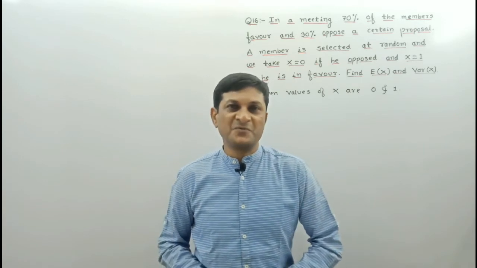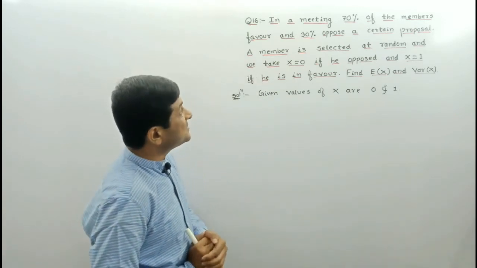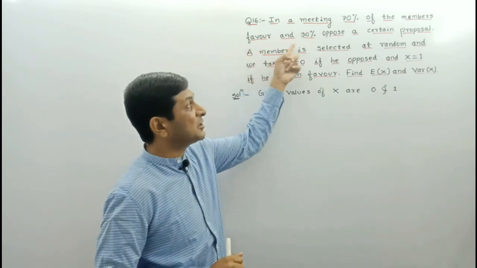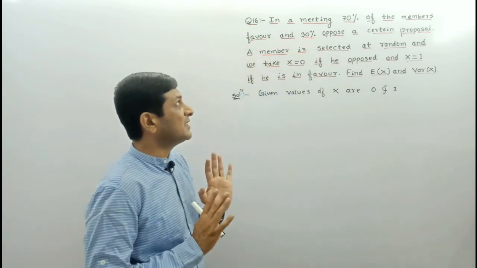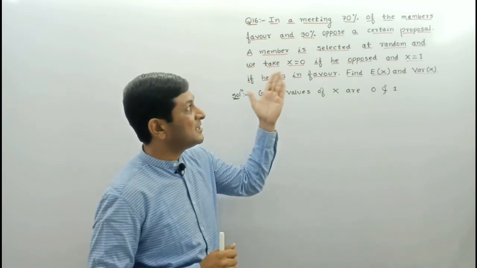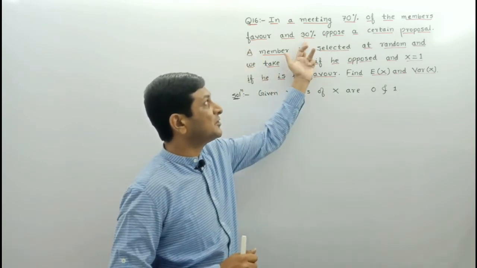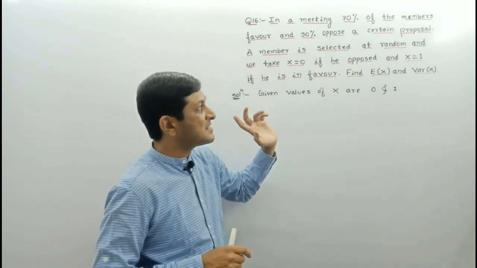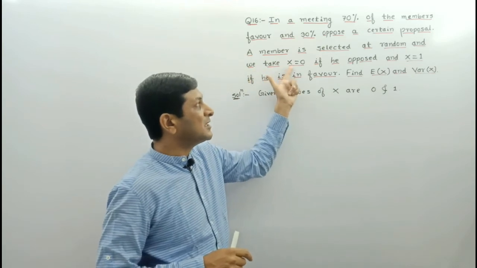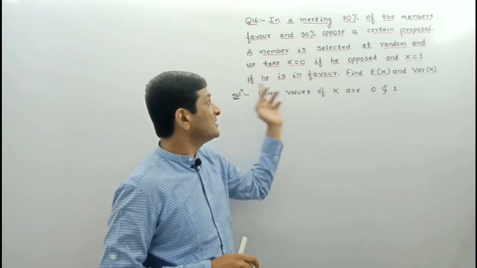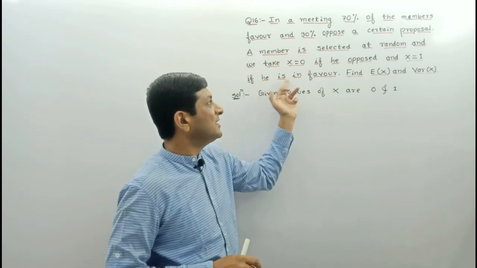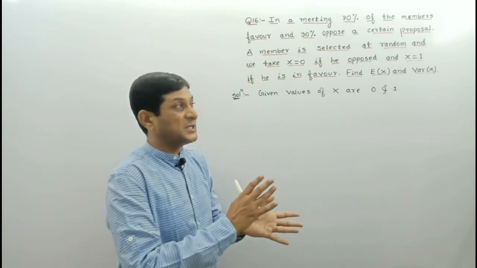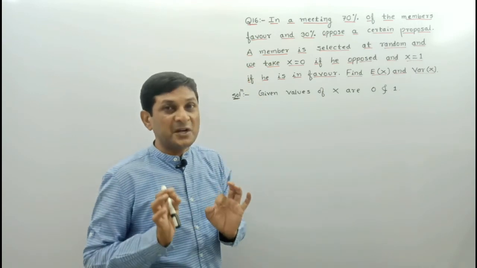Now see the last question from this exercise. In this case it is given to us that in a meeting 70% of the members favor and 30% oppose a certain proposal. Means two things are given to us: 70% of members favor a proposal and 30% oppose a certain proposal. Again observe, a member is selected at random and we take x equal to 0 if he opposes, and x equal to 1 if he is in favor. Means x equal to 0 represents what? Opposing the proposal, and x equal to 1 represents what? Favoring the proposal.